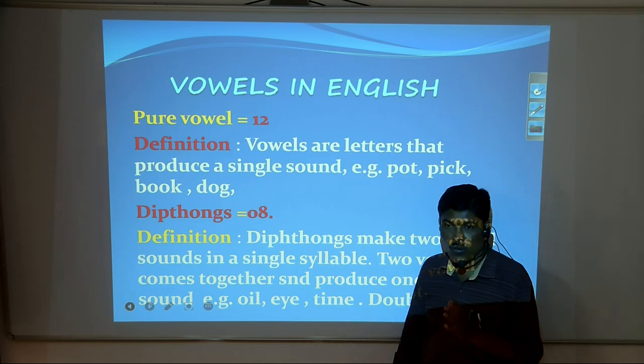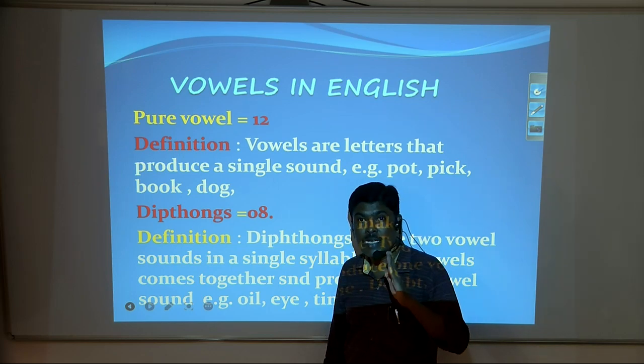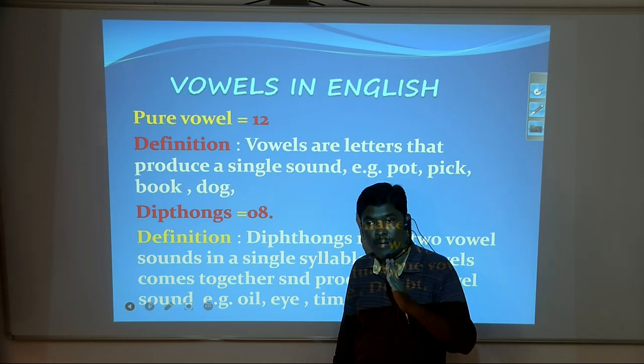It means there are 12 pure vowels and 8 diphthongs in English.